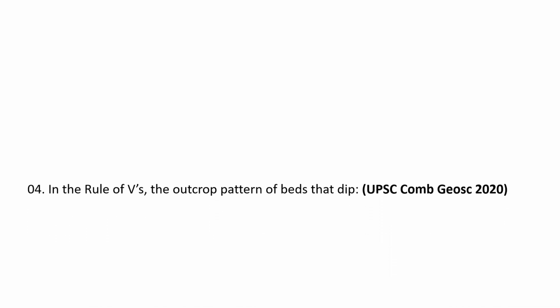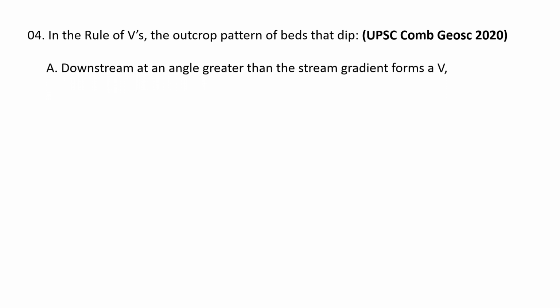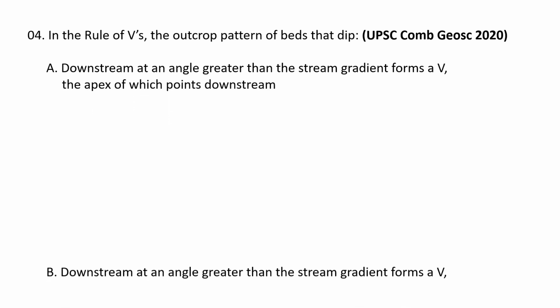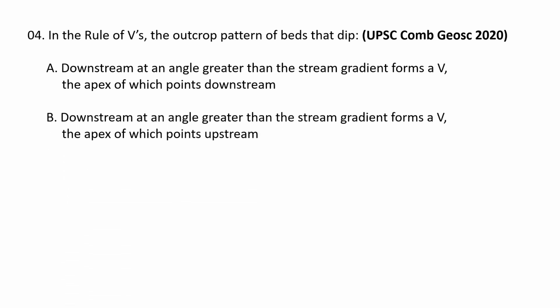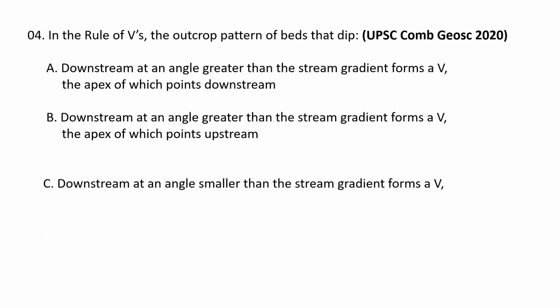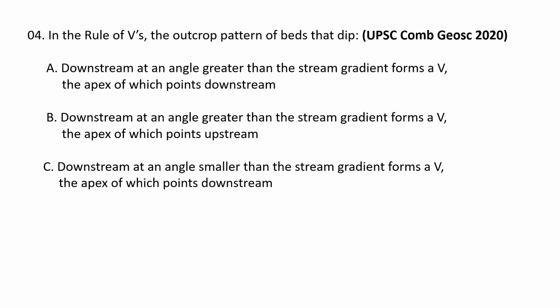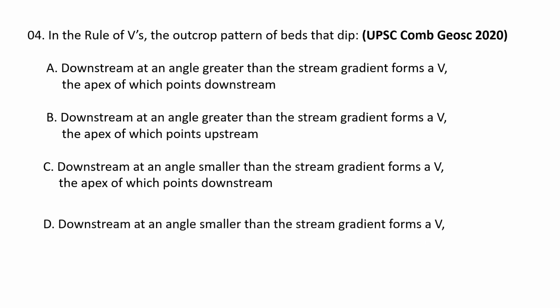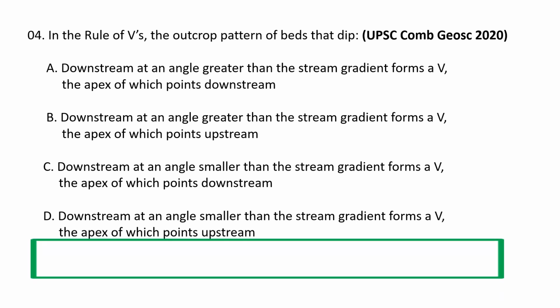Next question. In the rule of V's, the outcrop pattern of beds that dip, how they dip. So A, downstream at an angle greater than the stream gradient and forms a V, the apex of which points downstream, and B, downstream at an angle greater than the stream gradient and which forms a V, that means the apex of which points upstream, and C, downstream at an angle smaller than the stream gradient and it forms a V, that means the apex of which points downstream, and D, downstream at an angle smaller than the stream gradient and it forms a V, that means the apex of which points upstream.